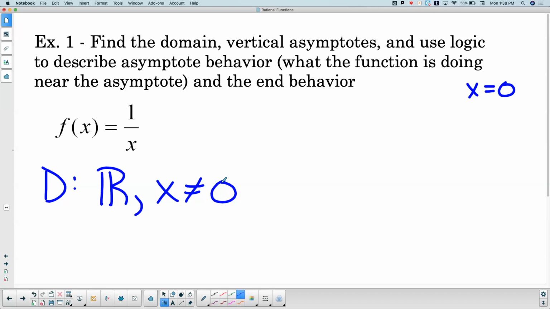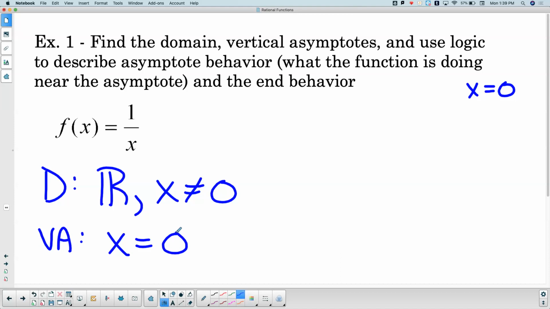Then it went on to say, find the vertical asymptotes. What's the vertical asymptote? x equals 0 because it's the restriction in my domain. Again, Miss Stone, had you just said 0 there, I would have been all over you, because 0 is a number, not a line. I know you're not going to make that mistake, though.